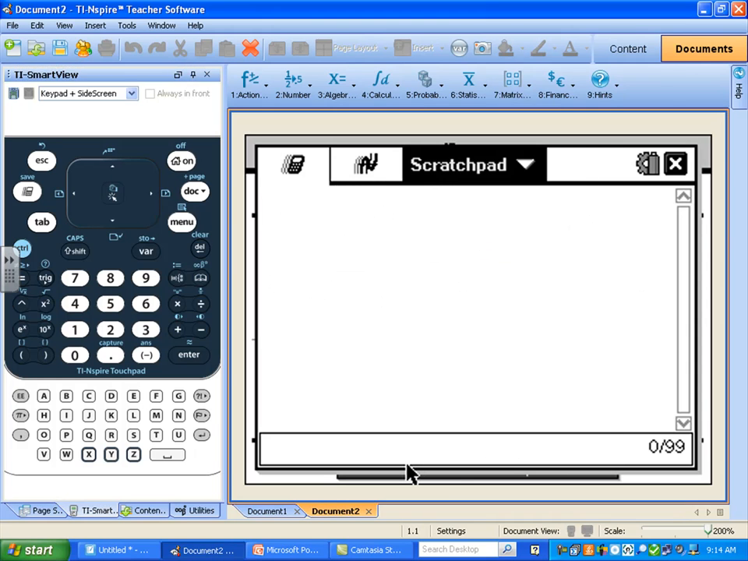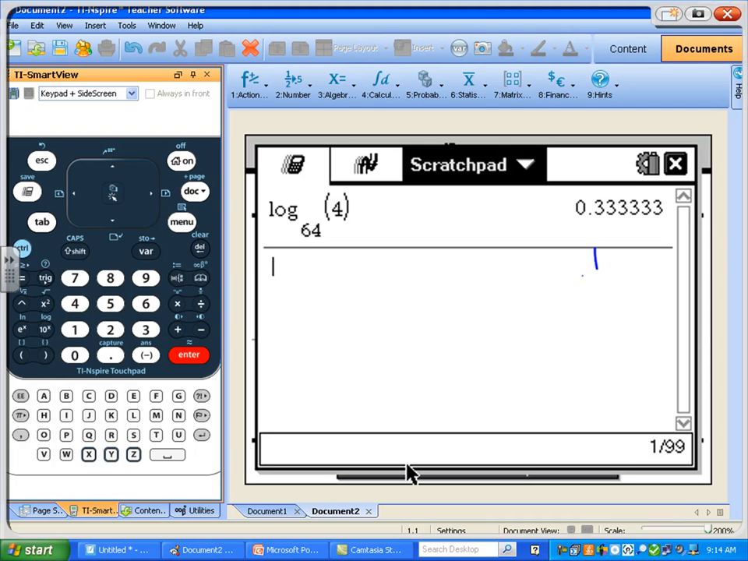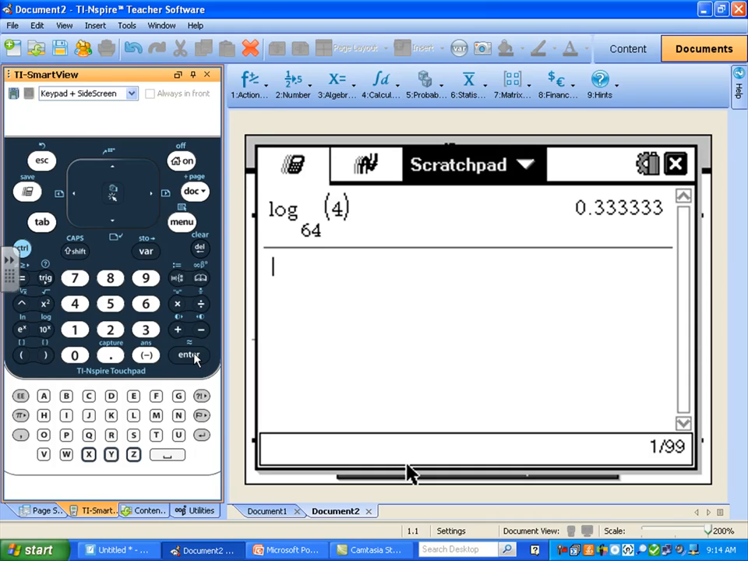I'll clear out the scratch pad, and we'll go log base 64 of 4, and I get 0.333333 repeating, and that looks to me like it's probably the calculator's way of telling me 1/3. I don't have the settings here set to give me an exact answer. I have it set to decimal, so that's why the calculator's not saying 1/3. But I bet you it's 1/3 here. So let's go back and figure out why that is, why it would be 1/3.